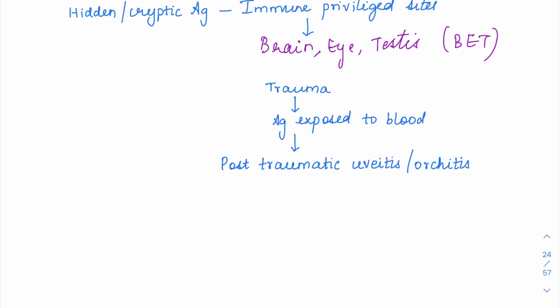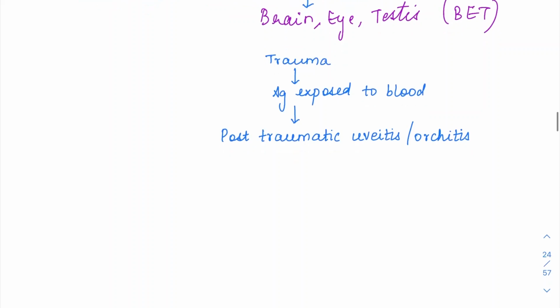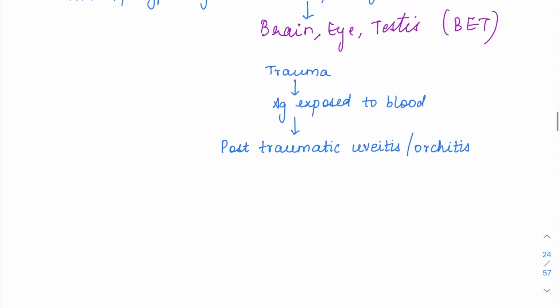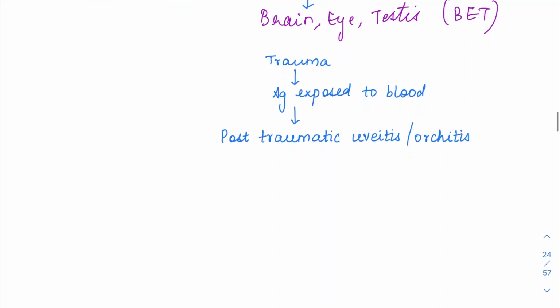These antigens are not usually exposed to the circulating cells, so circulating blood they are not exposed to. But whenever there is trauma to any of these organs, the antigens are going to be exposed to the circulating blood. So this is going to cause a very high immune response. That is why if there is trauma to the eye, so post-traumatic uveitis, even though only one eye is having trauma, the other eye is also going to have a reaction because the antigens are now exposed to the circulatory blood. That is why in orchitis and post-traumatic uveitis, even though the trauma is unilateral, it is going to cause a bilateral reaction.